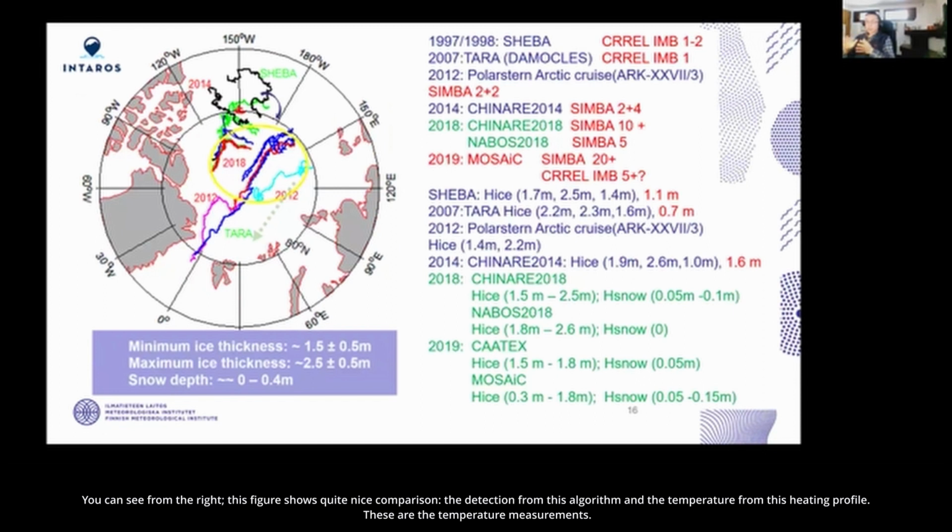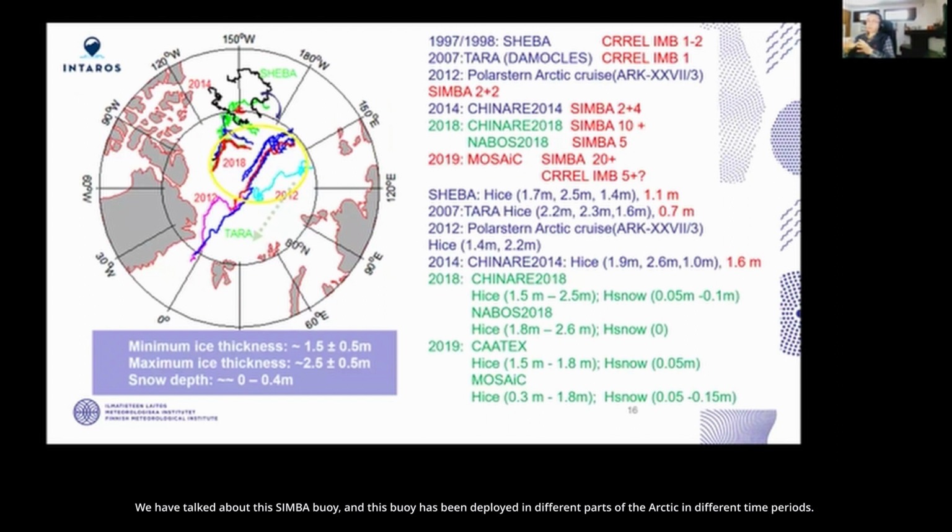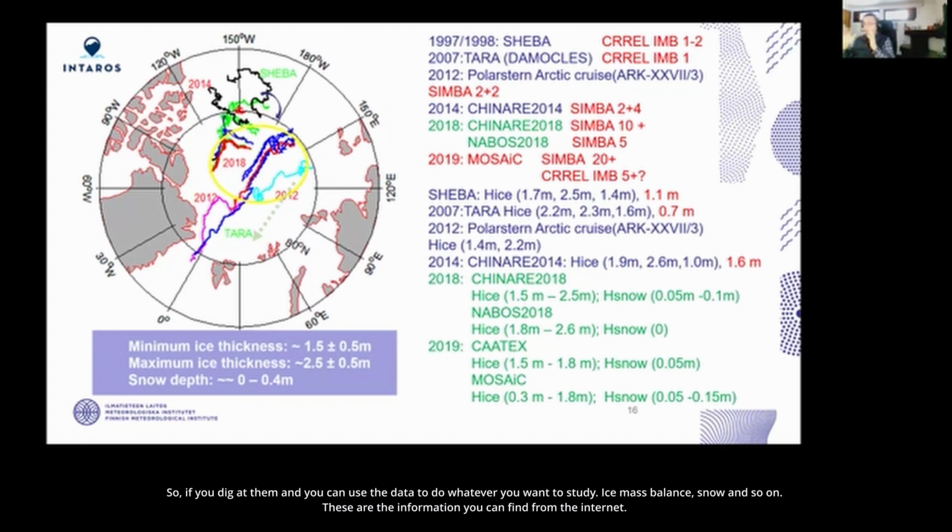So, like I said, these are the temperature measurements. We have talked about the SIMBA buoy, and this buoy has been deployed in different parts of the Arctic in different time periods. There is a lot of detail here, but my main message from this slide is that there are quite a lot of data available. It's free of charge. It's online. So if you dig into them, you can use the data to study whatever you want, ice mass balance and snow and so on. These are the information you can find on the internet.